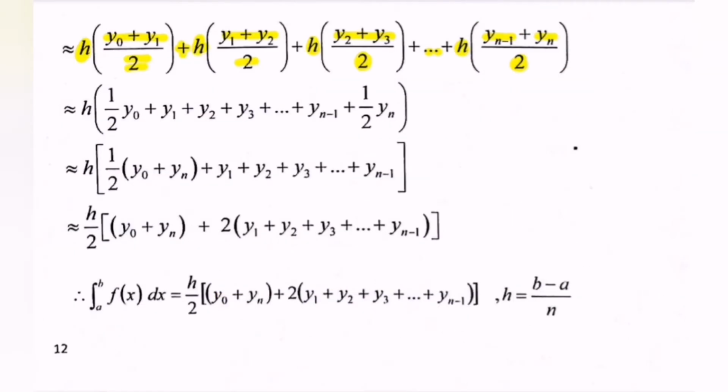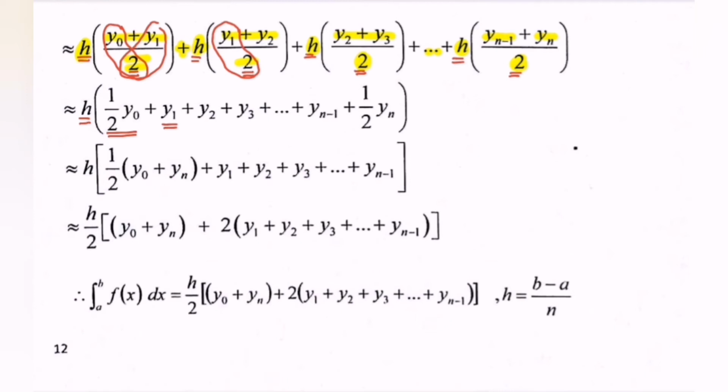As we can see, we can factor the situation. For this part, we notice that we have over 2, and at the same time we have h. So we can factor out the h and also the 2. Now we factor out the h, and we notice that if we split the situation, we will have y0 over 2 plus y1 over 2 plus another y1 over 2. So it will become y1.